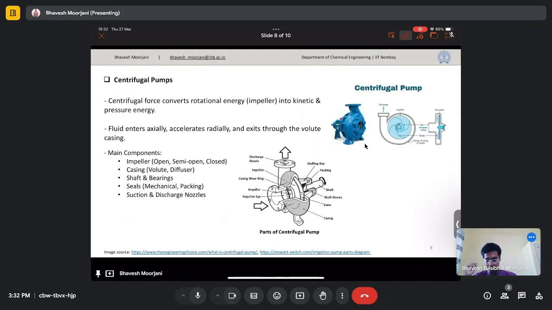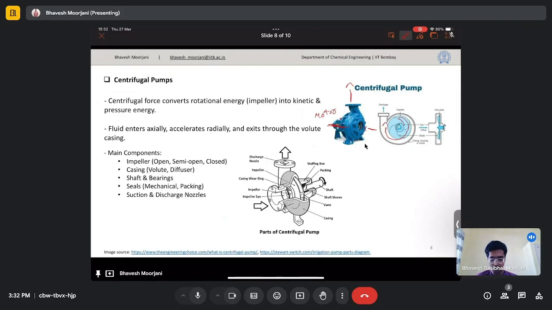So this is the diagram of a centrifugal pump. As we said, there is this suction inlet. Fluid will come here, then it will go out through the discharge. The pump is connected to a motor. The motor is connected by a shaft to an impeller, which rotates and increases the kinetic energy of the fluid. So our fluid will rotate inside the casing and then go out from the discharge.